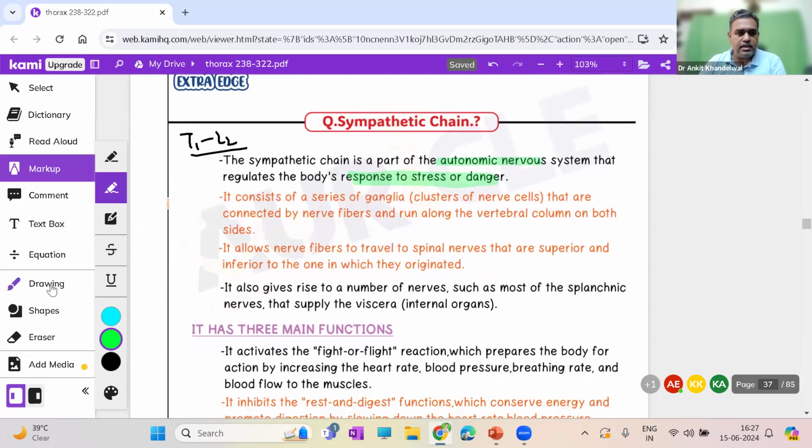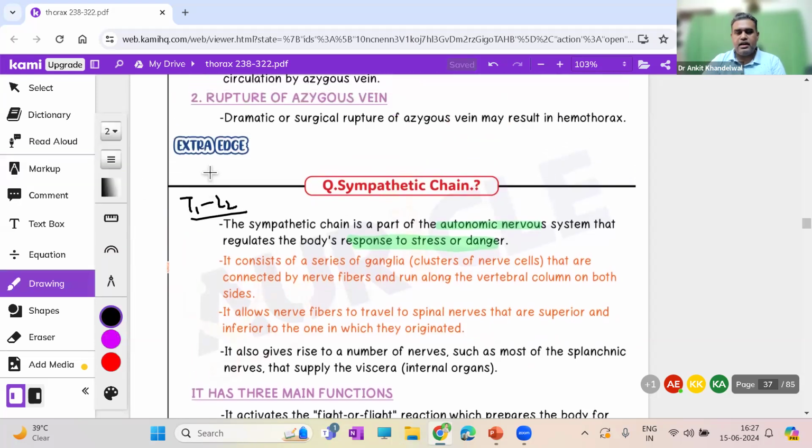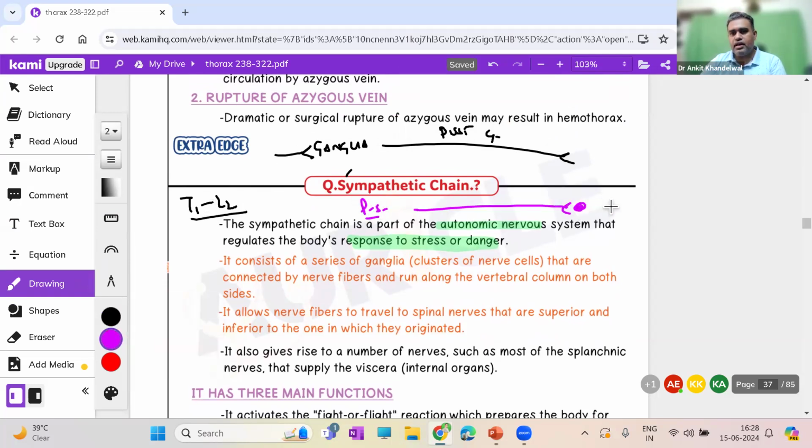See, parasympathetic and sympathetic, the basic difference is what? In sympathetic, the ganglia is close to the origin. That is, you have a short preganglionic nerve and a long postganglionic nerve. So the postganglionic nerve is longer in case of sympathetic. While in parasympathetic, it will have a long preganglionic, then a ganglia, then a postganglionic. So in parasympathetic, the ganglia is close to the organ, and the preganglionic nerve is longer, while in sympathetic, the ganglia is close to the origin.